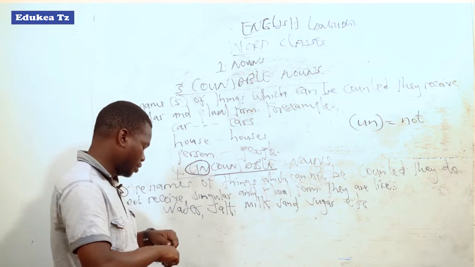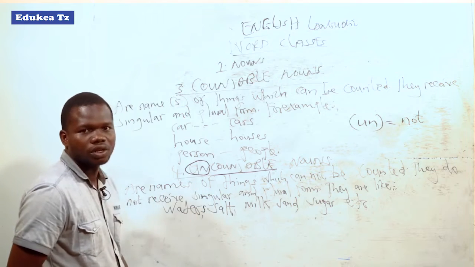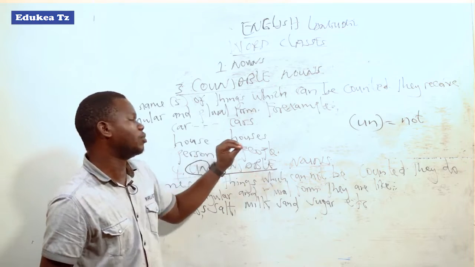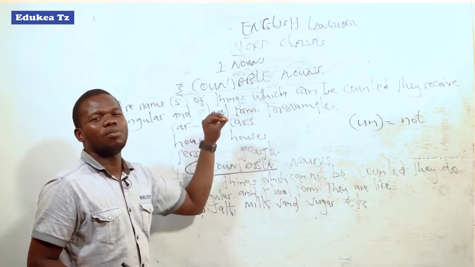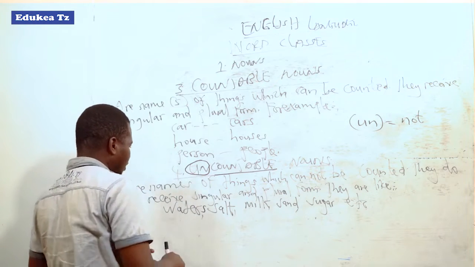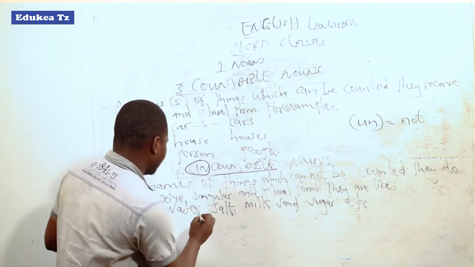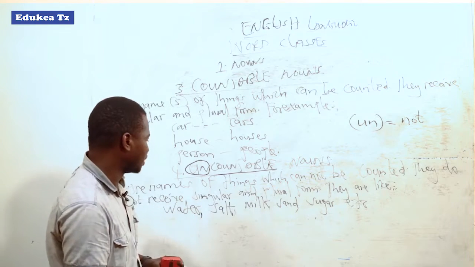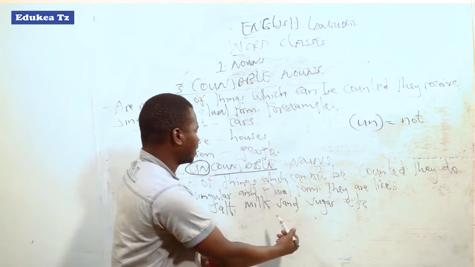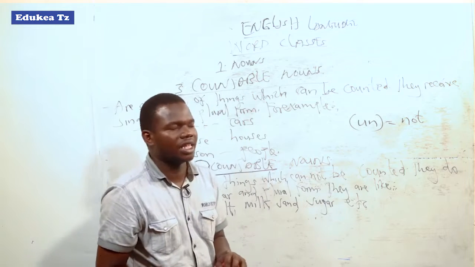For example, if it is water, we can't add s here to show that it is plural. No, simply because this is not a countable noun, it is a non-countable word. So water remains as it is. Water. Salt, the same. It remains as it is. Salt. Milk, the same case. It remains as it is. Sand, sugar, and the others.